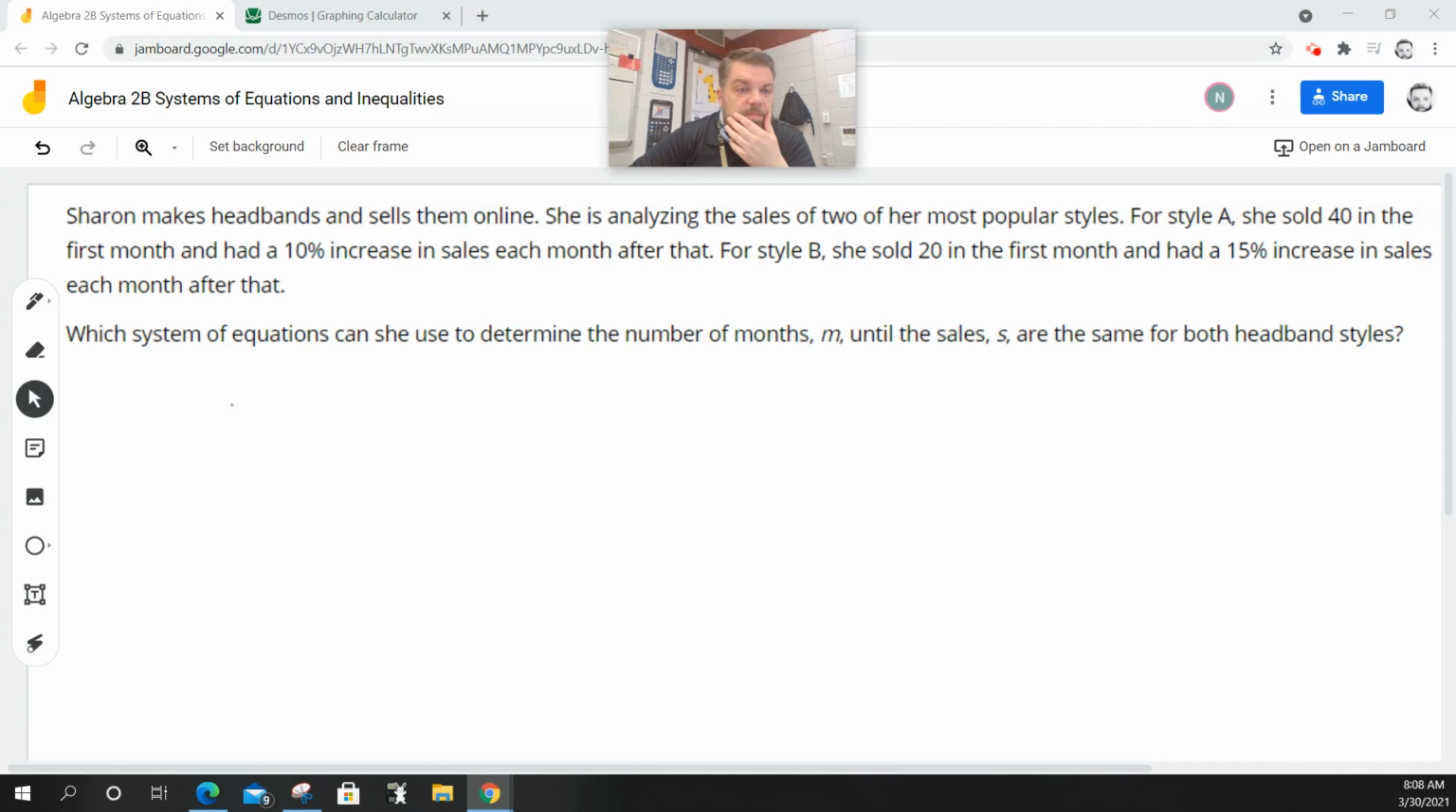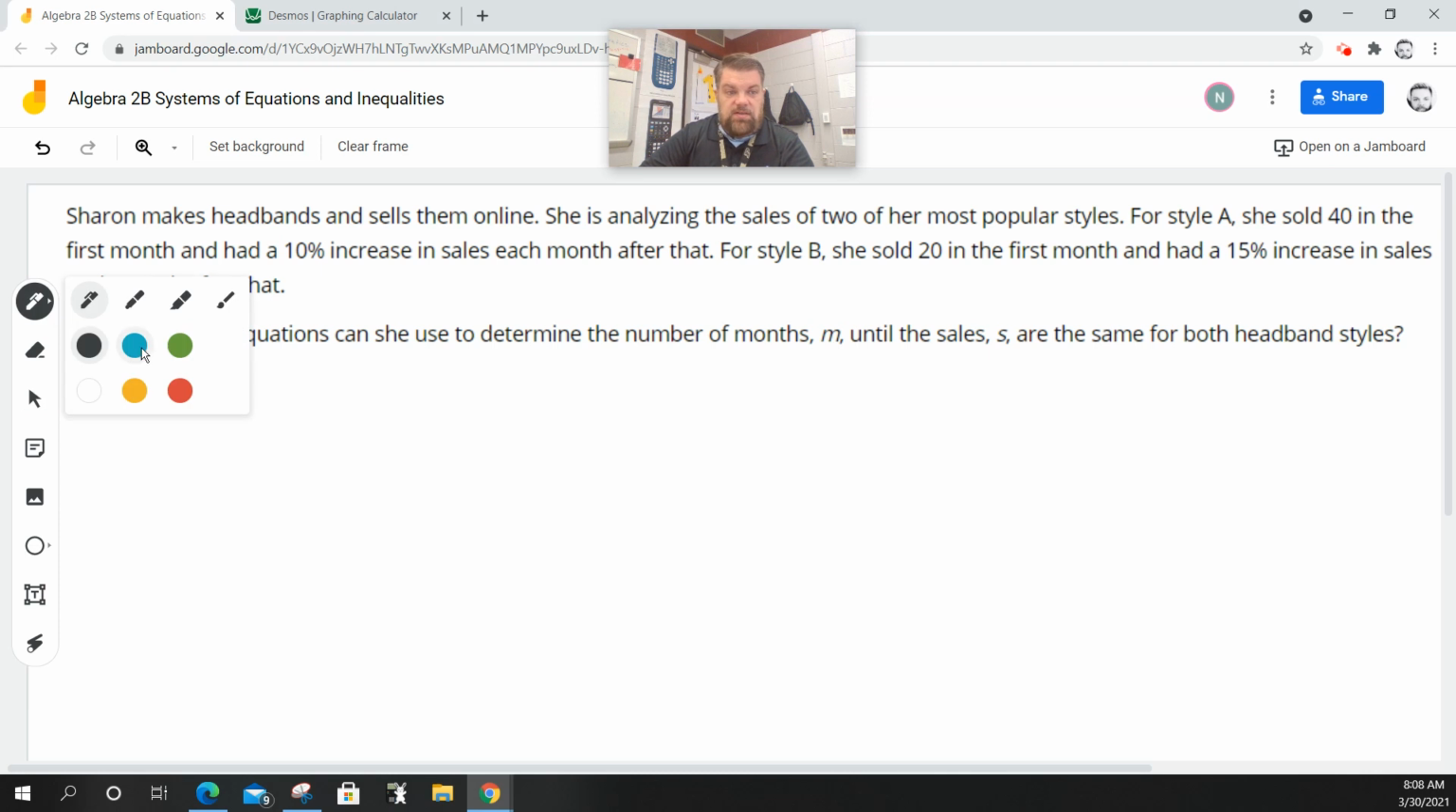All right, this one says Sharon makes headbands and sells them online. She is analyzing the sales of two of her most popular styles. For style A, so this is a system of inequalities, I suspect, or equations or something. So let me highlight these two things in different colors.